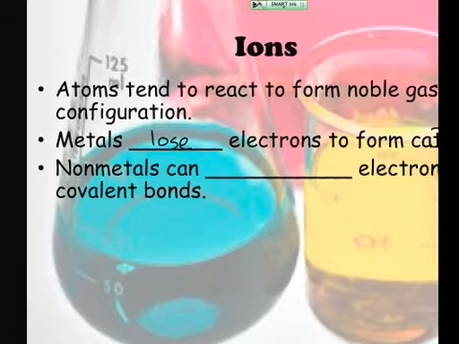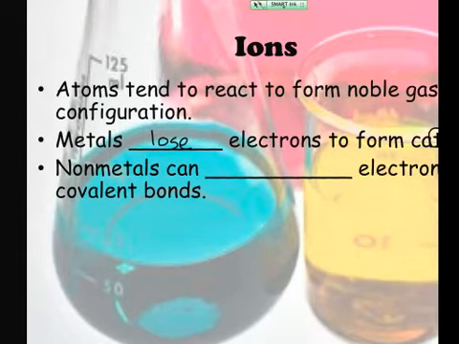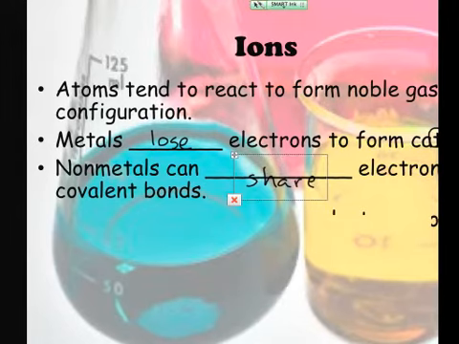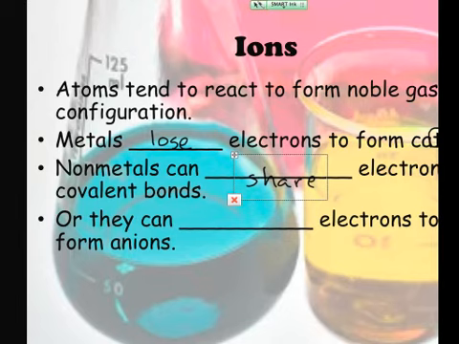What do nonmetals do? Share electrons. They're going to accept or gain electrons in covalent bonds. Share works better here than gain, because this is covalent. Good reading, Brian. Okay, then in our next place, that's where we're going to say that they can gain electrons to form anions.